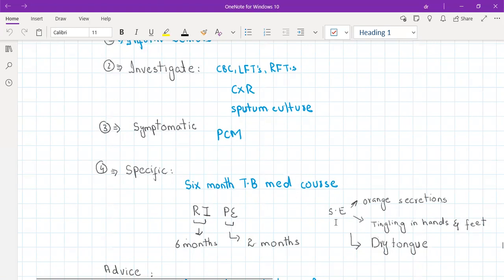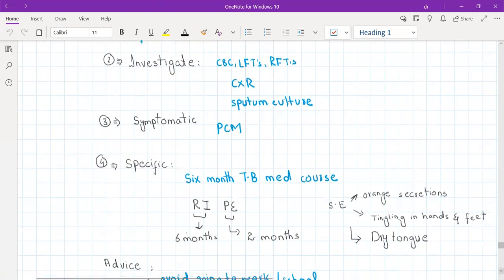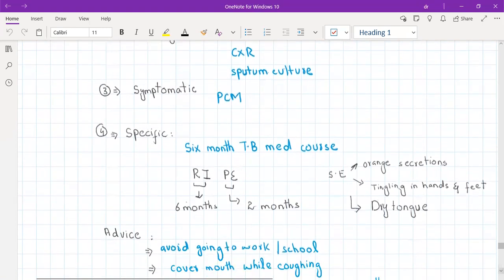And if you get time you should also explain about the side effects: they sometimes cause the body secretions like urine, tears and saliva to be a little bit orange, but that is a normal effect and it is nothing to be worried about. But if you experience any numbness and tingling in the feet or a dry tongue, then please come back to us.